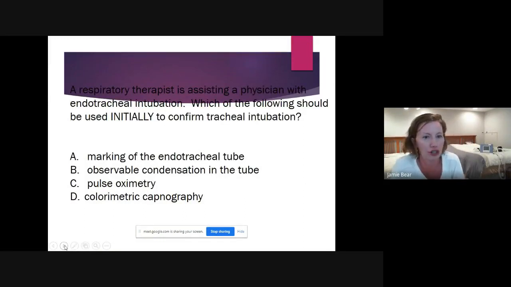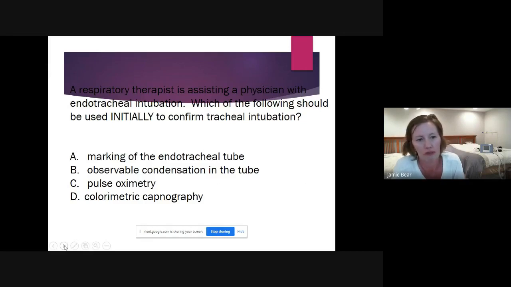Zenon, you asked me about assisting in a procedure last week, so I threw this one in just to show you an example of being tested on assisting with a physician. It says a respiratory therapist is assisting a physician with endotracheal intubation. Which of the following should be used initially to confirm tracheal intubation? What do you guys think?